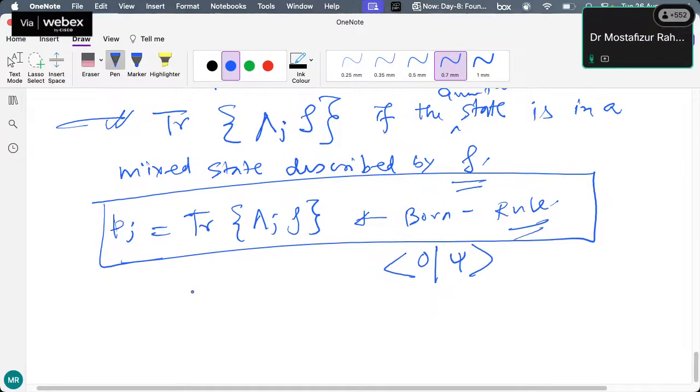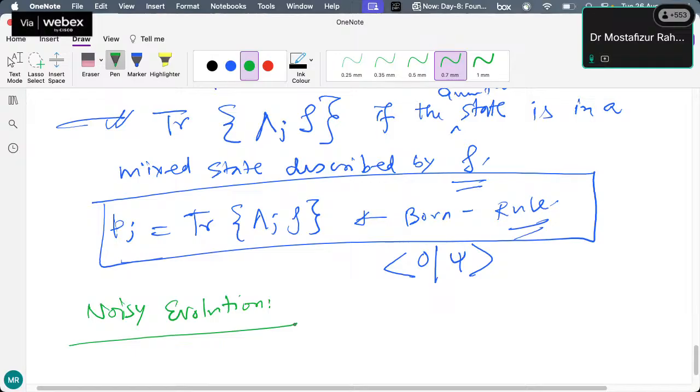Now we'll start the noisy evolution and the impact of the environment slowly. I'm giving a 5-6 minute break here, and we'll continue after the break with the noisy quantum evolution and its implications, specifically the no-cloning theorem, etc. Okay, we'll come back in 5-6 minutes.